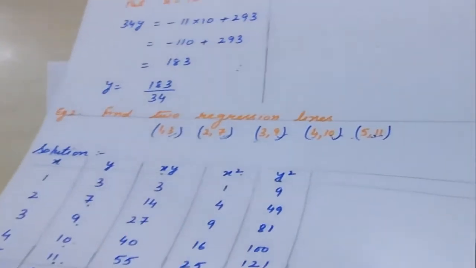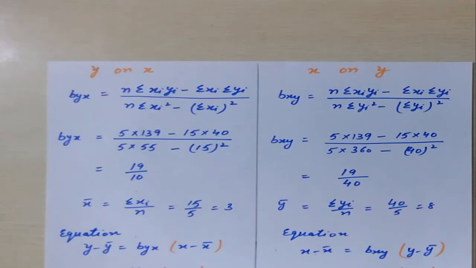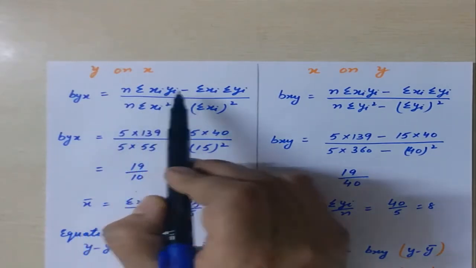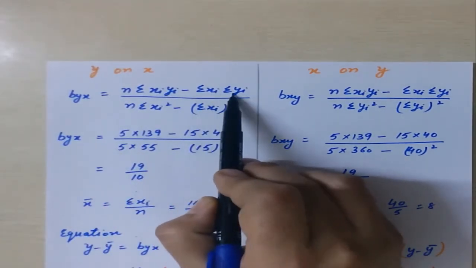Now, when we solve, first we will find out the regression coefficient for y on x, and then we will find out the regression coefficient for x on y. Now we are having all the values from the table. We will put the values into the respective formula. So byx will be equal to n summation xi yi minus summation xi summation yi.